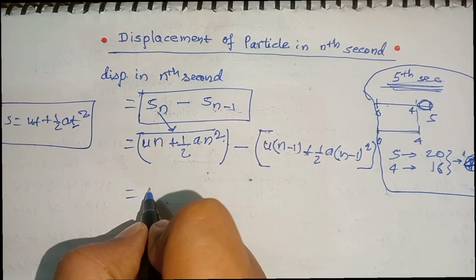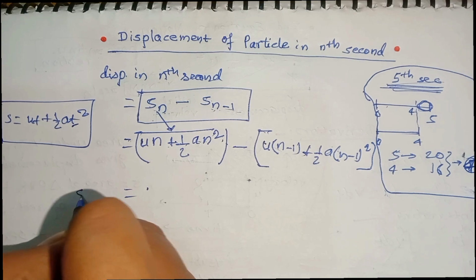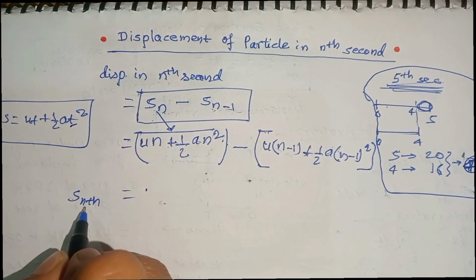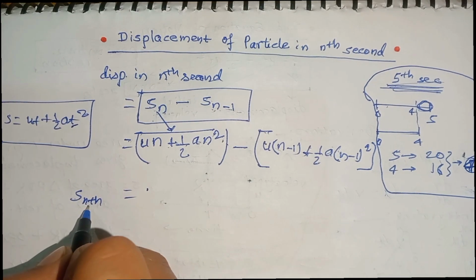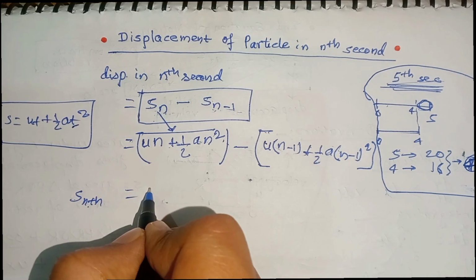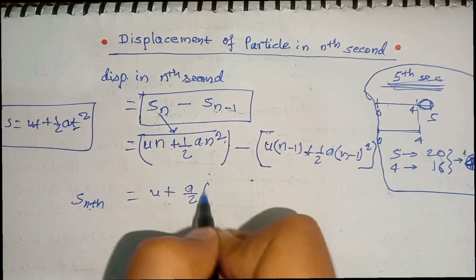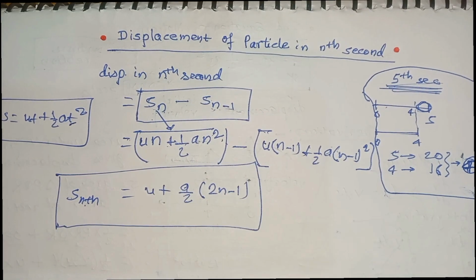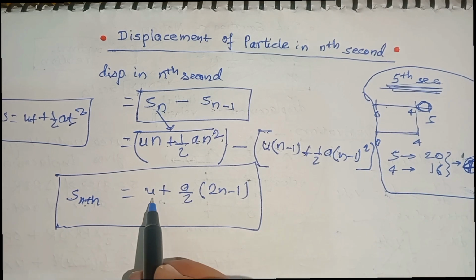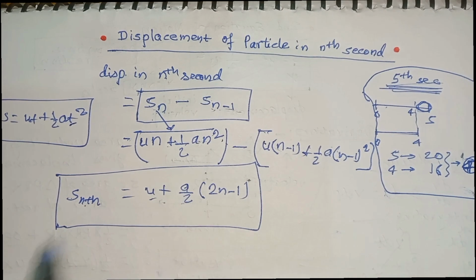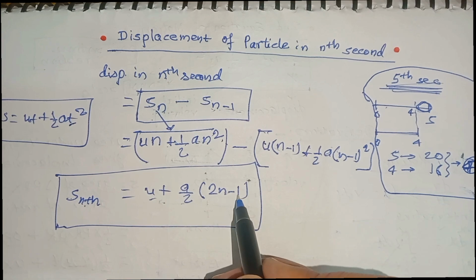Upon calculation we will simply get S nth, that is the distance traveled in the nth second, equals u plus a by 2 into (2n minus 1). This is the formula of displacement in the nth second. U is the initial velocity, a is the acceleration, and n is the time.